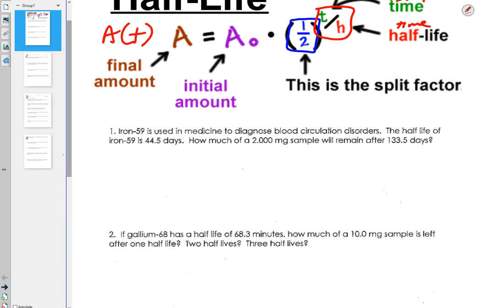So there's a bunch of numbers here. Iron 59 is used in medicine to diagnose blood circulation disorders. The half-life of iron 59 is 44.5 days. How much of a 2 milligram sample will remain after 133.5 days? There's a lot of numbers there. What number plays absolutely no role in what we're going to get here? The 59. That's more of the name. They call it iron 59.